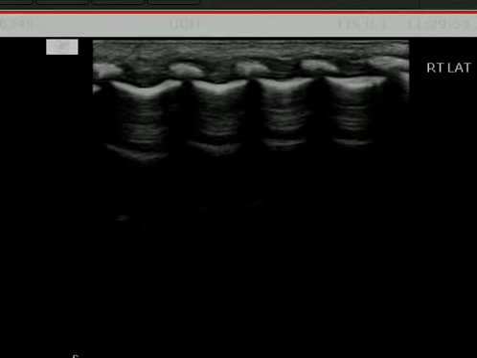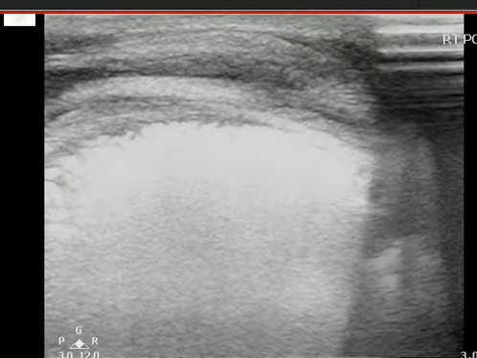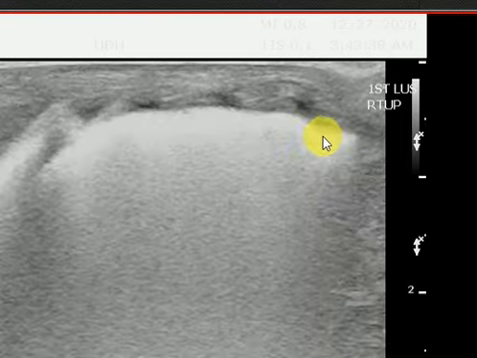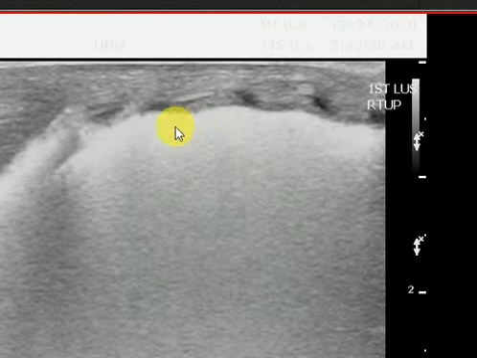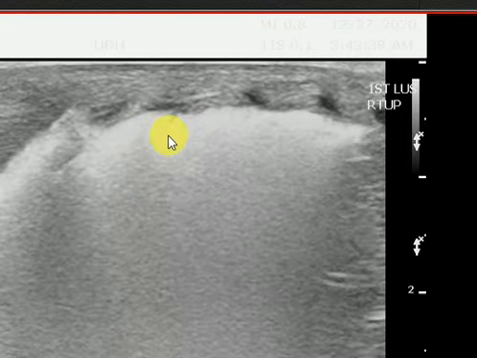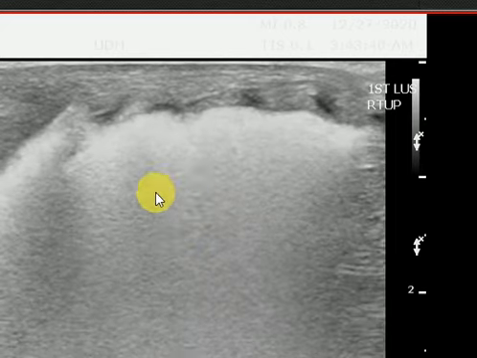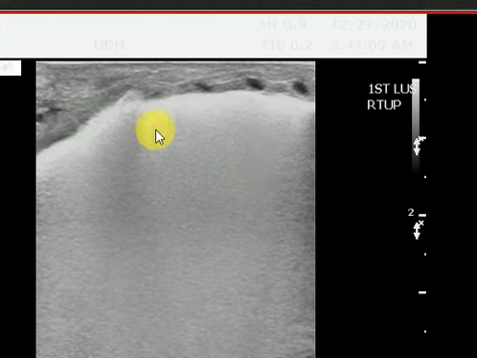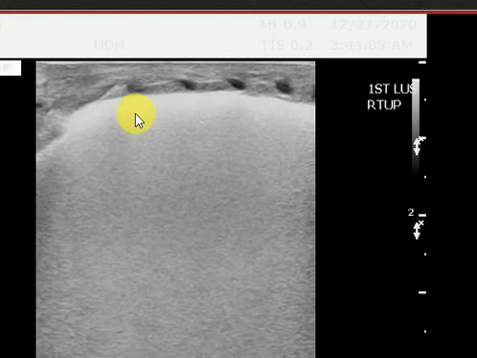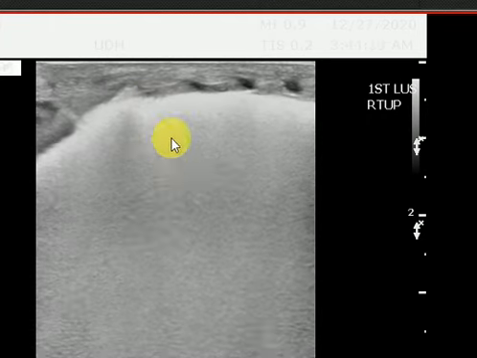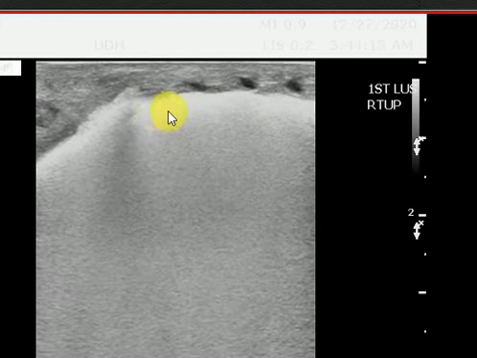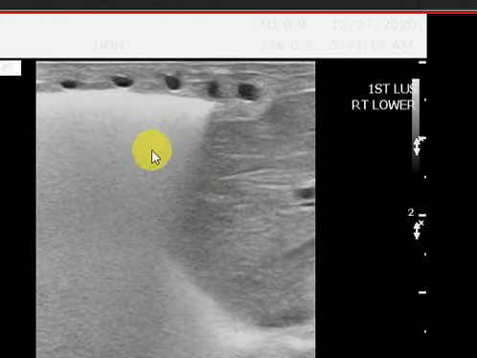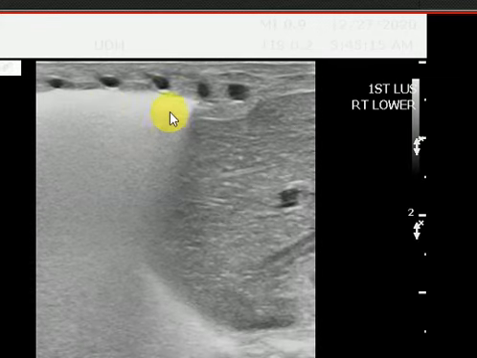We'll go now to the RDS. See, this is a thick pleural line with subpleural consolidation. Compact B line, white lung. You cannot differentiate the pleural line from the lung. It is thick, irregular with subpleural consolidation. White lung, thick pleural line.